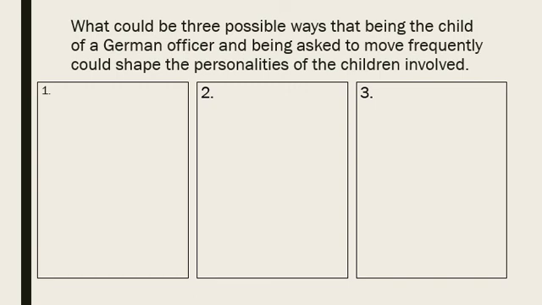And then the last one is, what could be 3 possible ways that being the child of a German officer and being asked to move frequently could shape the personalities of the children involved? Guys, think about specifically German officers in World War II, moving around, being exposed to the things that they are exposed to, like, I don't know, having to live in a concentration camp. How could that shape the personalities of the children involved?